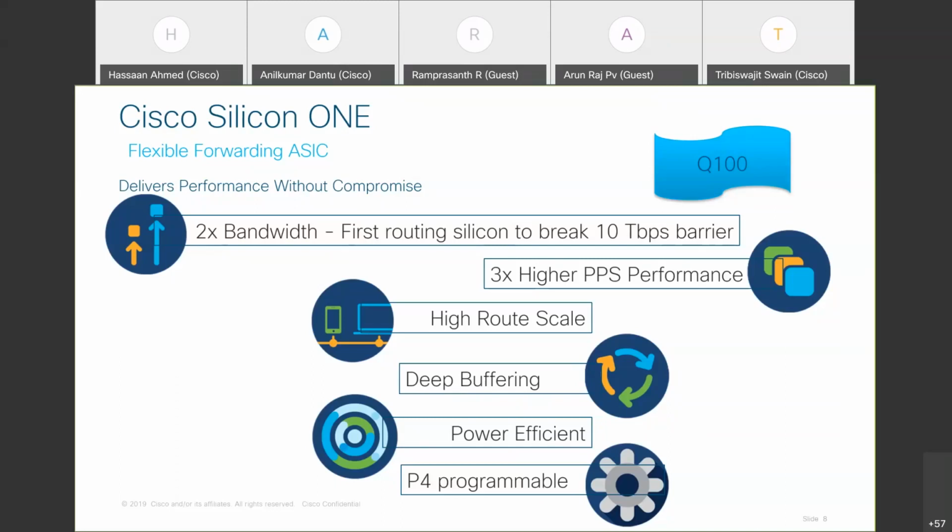High route scale. It has pretty decent in-chip memory to handle the FIB tables, your TCAMs, your packet buffers, and those things. So it has high route scale and deep buffering. It is very power efficient: for a 100 GB port, it consumes around 4 watts of power, which is the lowest in the industry. Plus, it is very programmable. You can program this chip based on the product or the requirements.